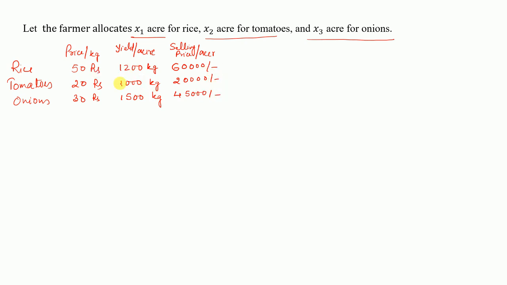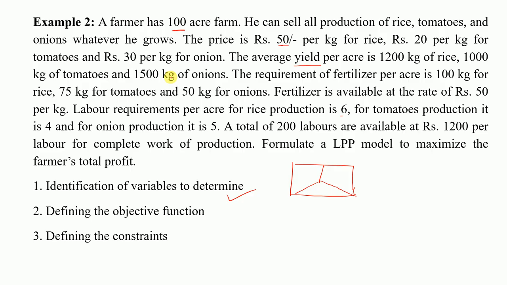So with the help of these two, because this is the yield per acre and this is the price per kg, if 1200 kg is produced, what will be the total selling price of rice? This will be 50 multiplied by 1200, this is 60,000. So this is the information which we have summarized here.